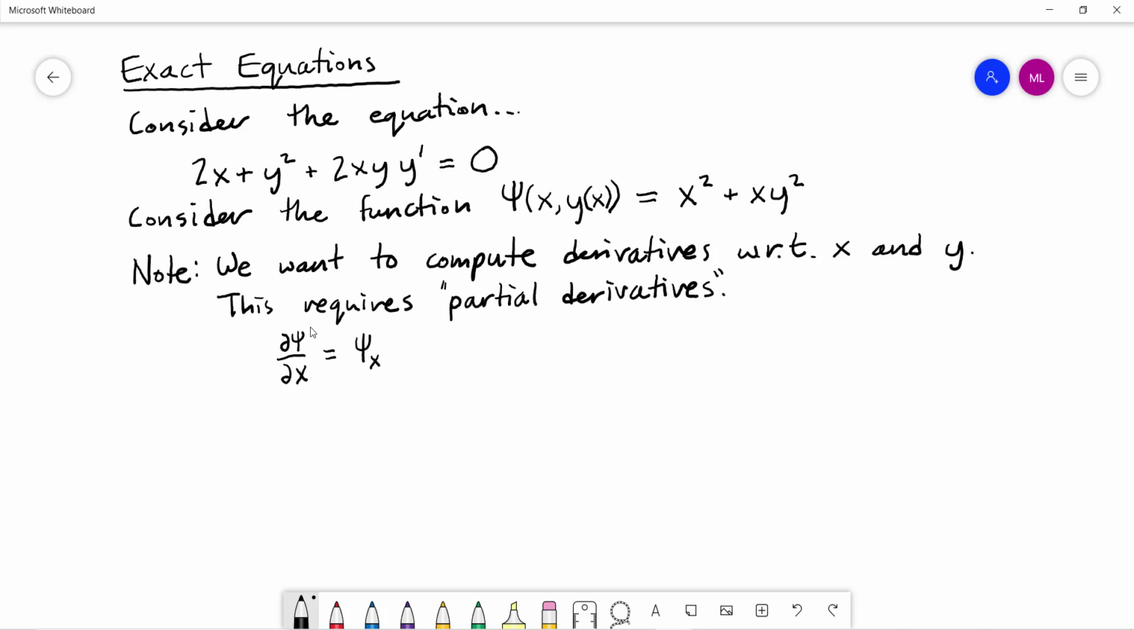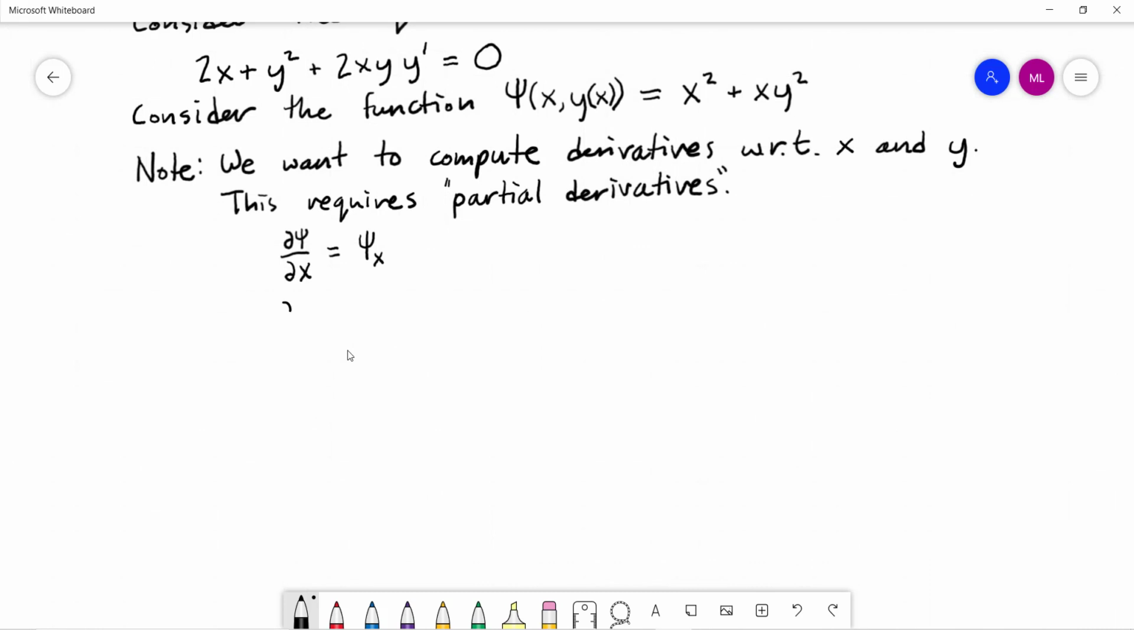Prime is ambiguous in this case if psi is a function of both x and y. So instead we make it clear which variable we're taking the derivative with respect to using a subscript. So psi sub x means the derivative with respect to x. So this is the notation. And similarly, we'll do the same thing for the derivative.